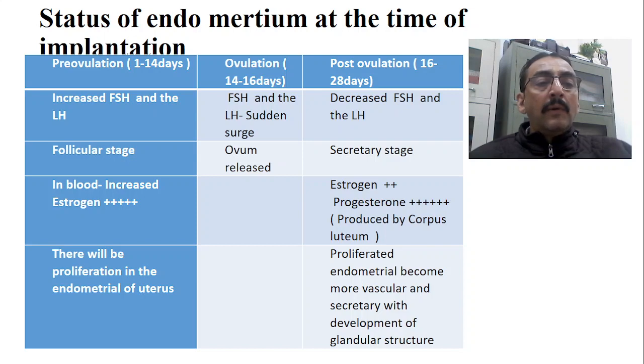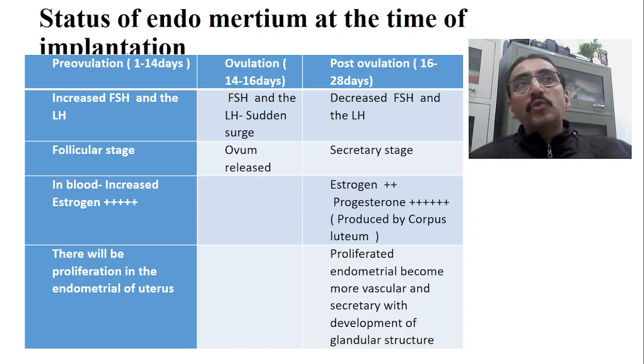Now, what happens in the blood? In the blood during the pre-ovulation period, days 1 to 14, there will be an increased estrogen level, estrogen plus plus plus plus. Okay, so a highly increased estrogen level will be there. It's quite obvious. Okay, FSH and LH will be increased.